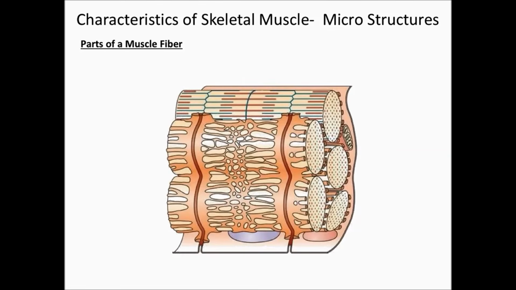We are going to continue looking at the microstructures of skeletal muscle at the level of muscle fibers. So recall from a previous slide that a muscle fiber is surrounded by a connective tissue covering called the endomysium, which I will draw for you here now. The first microstructure of skeletal muscle that we're going to discuss here is the cell membrane of a muscle fiber that lies directly underneath the endomysium. This is called the sarcolemma.